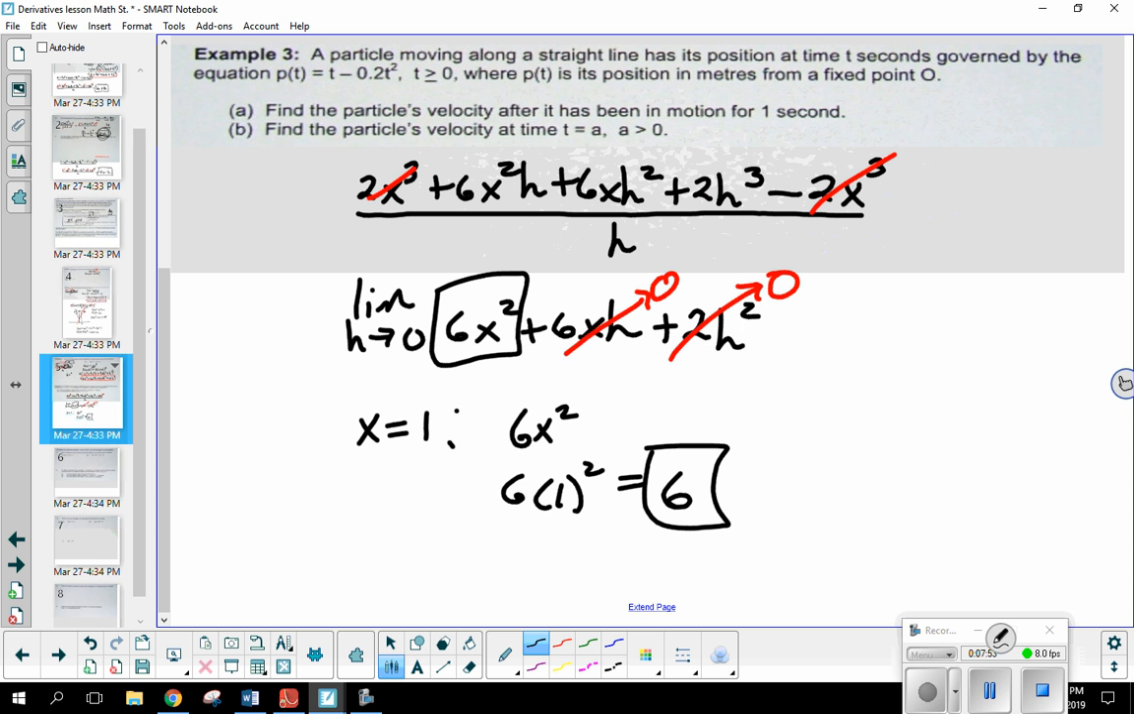Does anybody want me to graph that on the calculator and show you that that should be a slope of 6? We're good? Okay.